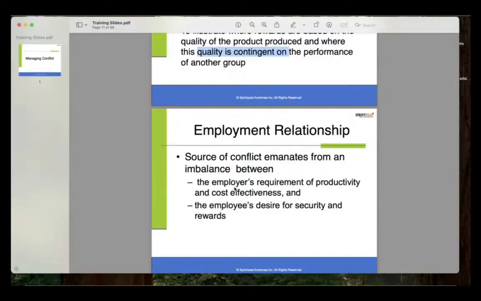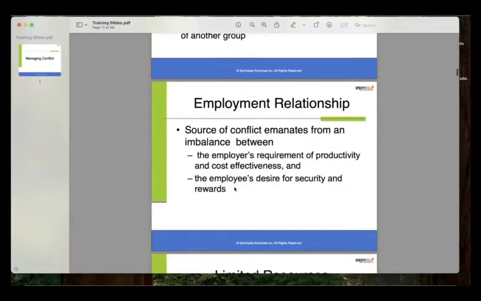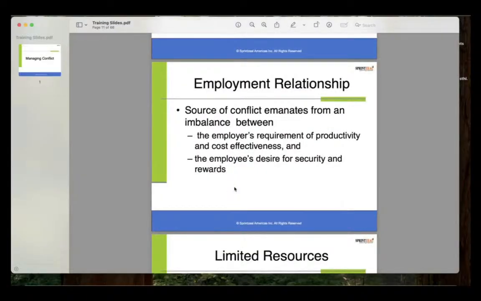So what can be the scenario here? The employer requires productivity and cost effectiveness, while the employee desires security and rewards. That is where the conflict can arise. If you take it from a real case scenario, it can happen with you also. Suppose you are talking with some employee who has this issue, and you know that the employer wants productivity and focuses on cost effectiveness. That is the source called the employment relationship.